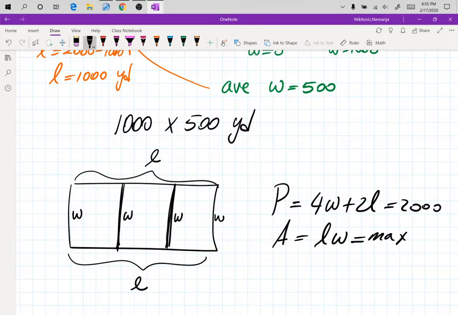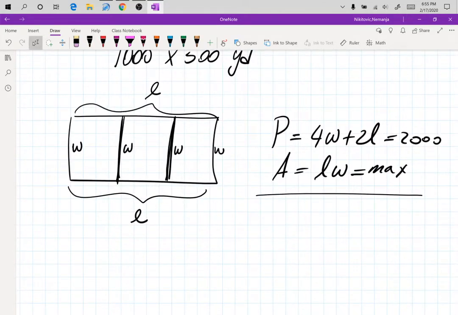Not going to be square. The calculation is still the same. Solve for, let's say, L. Plug into the other equation. And then, let's do it one more time because we can. And we're going to do something else.